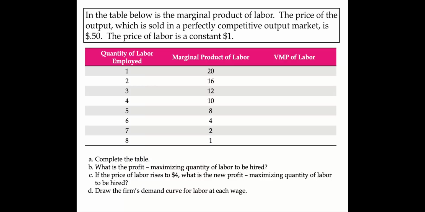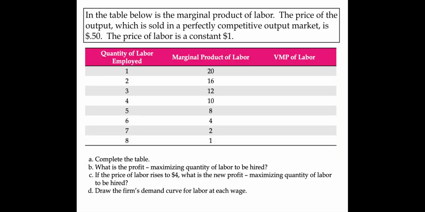So here's an example. In the table below is the marginal product of labor for a product. The price of the output, which is sold in a perfectly competitive output market, is 50 cents. The price of labor is a constant $1. So let's say that these are slices of pizza, and you want to figure out how many people you should hire. Your first worker gives you 20 pizzas. Your second worker gives you 16 pizzas. Notice this is total product. This is marginal product, so that subtraction was already done for you.